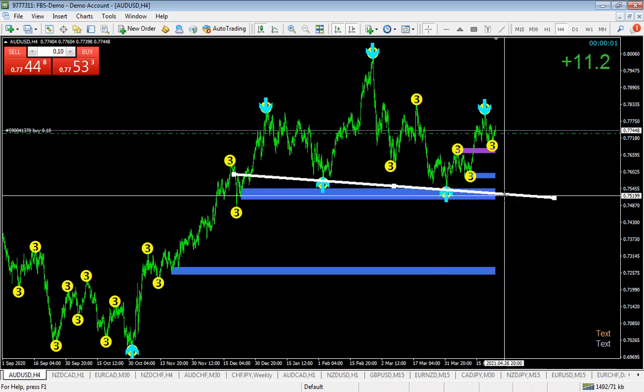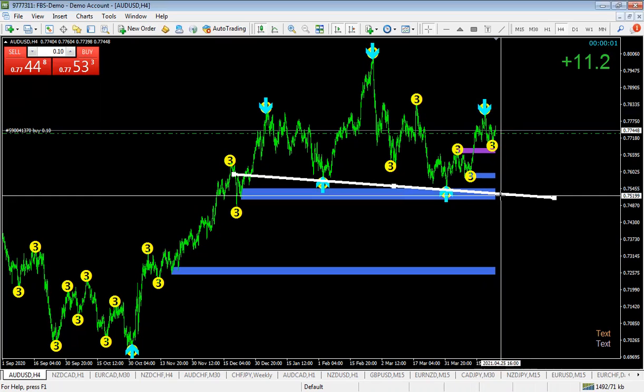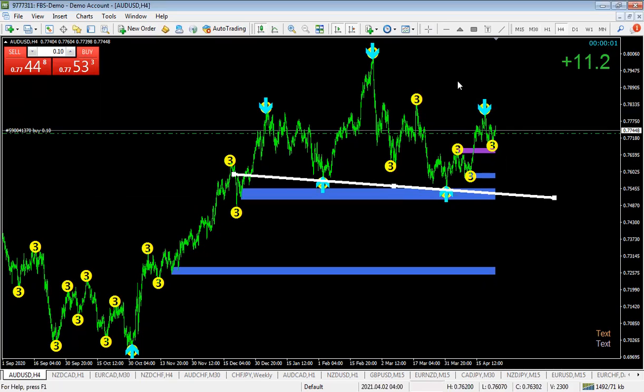Usually at times we might see the neckline as being a little bit too far, and we are not able to enjoy this little profit from here going right down to the neckline. Or at times the market may go just a little bit beyond the neckline and then reverse. Some people face those challenges.